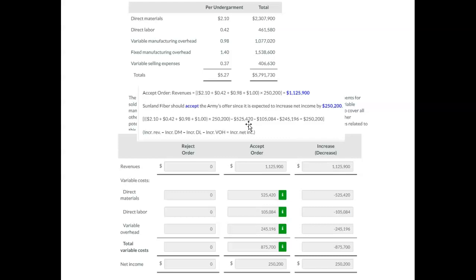you can look at it right here. 524,420, subtracting out the 105 and the 245 gets us to the 250,000. Okay, so we've got to figure out what those incremental costs are of accepting the offer, and all the detail is provided here times the number of offers. And remember, what we're doing is we're taking the incremental revenue minus the incremental direct material minus the incremental direct labor minus the incremental variable overhead to figure out what our incremental net income would be.